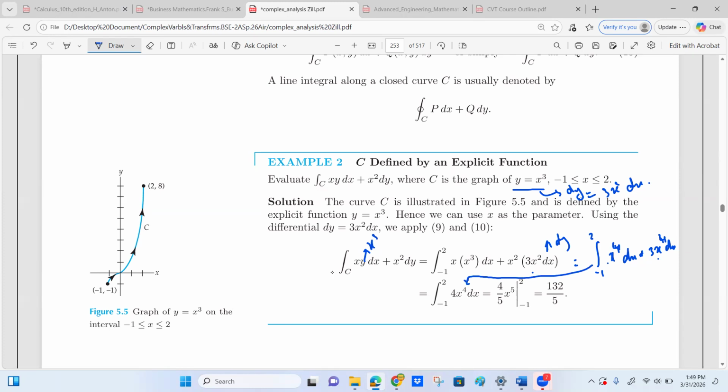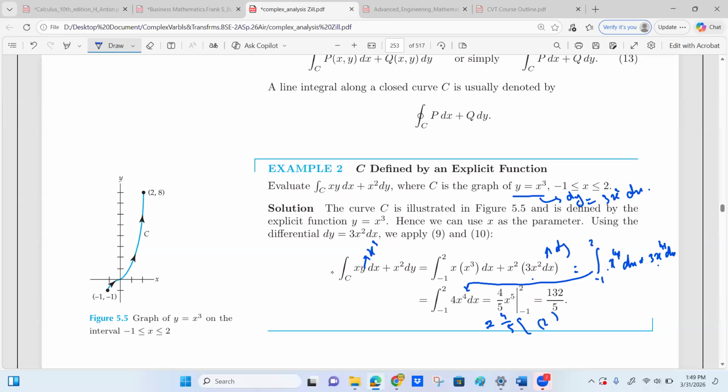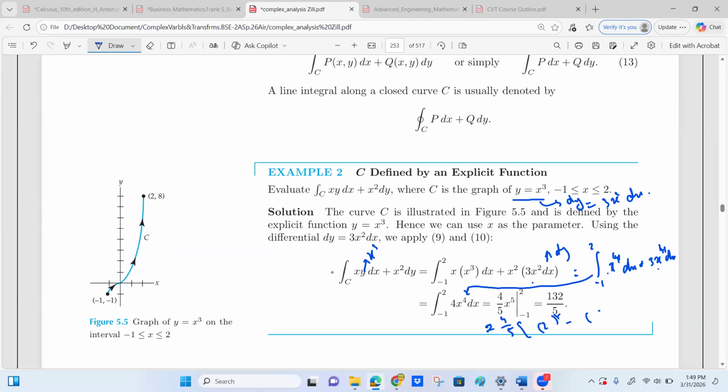And by taking the integration, in the power one is added, and this value is also in the denominator: 4 by 5 x raised to power 5. And after taking the limit, you will find 4 by 5 times (2 raised to power 5 minus (minus 1) raised to power 5). And after simplification, you will find 132 divided by 5. This is example number 2 of this question.